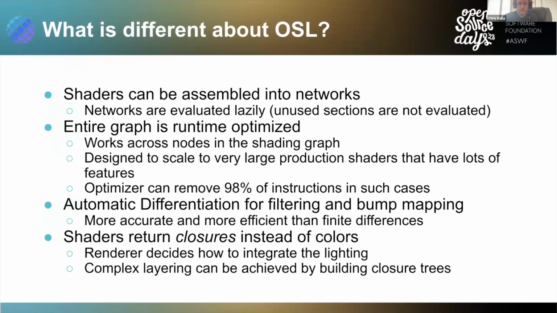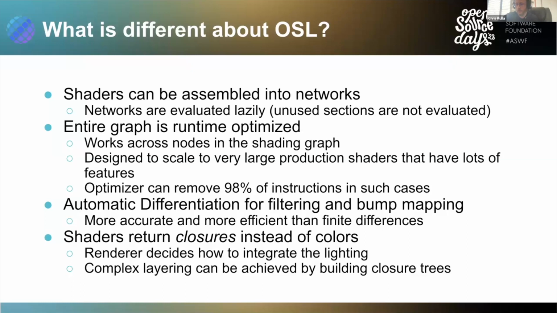Another unique feature of OSL is its use of automatic differentiation. This is the strategy for filtering and bump mapping. Basically, anytime you need to capture the derivative of something in a shader, we handle this through automatic differentiation, and the compiler and runtime keep track of the minimal set of instructions to add to make this happen. And this is basically just more accurate and more efficient than doing finite differences, which is kind of the other solution to this problem.